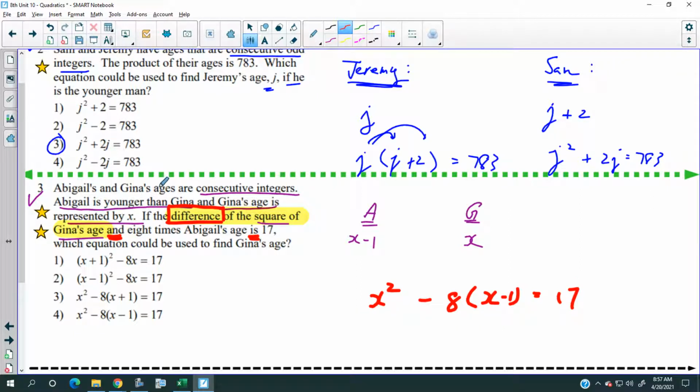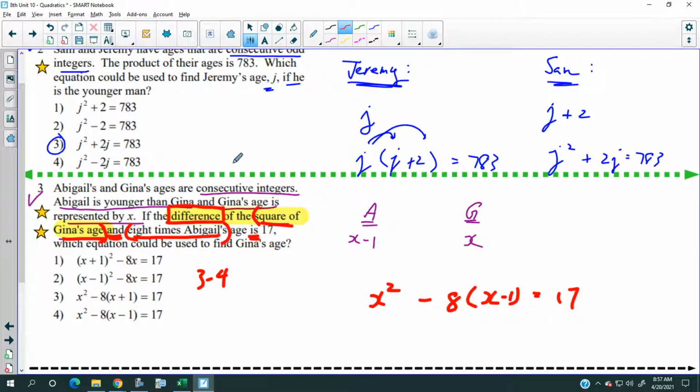Is that clear? So again, difference. I'll give you an example. The difference of 3 and 4 will be 3 minus 4. The difference of the square of Gina's age and 8 times Abigail's age. That's why I use the parentheses, so you can see that these things are like a term, so to speak.